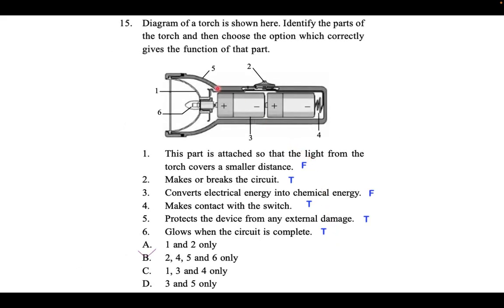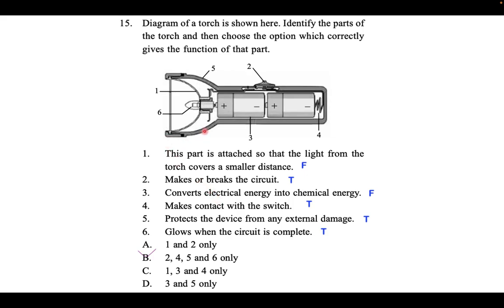Here, part 1 is a glass that is used to make the light from a torch cover a larger distance. This is false. 2 makes or breaks a circuit, as it is the switch. This is true. The cell converts chemical energy into electrical energy, so we get light. This is false. 4 is the spring that makes contact with the switch.